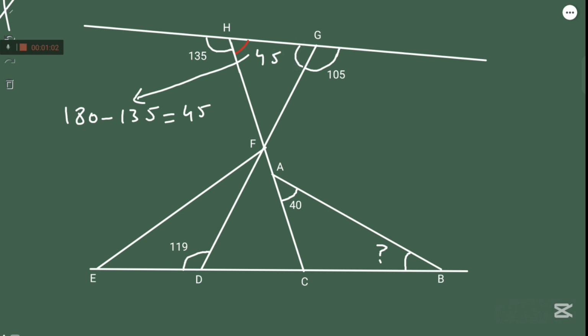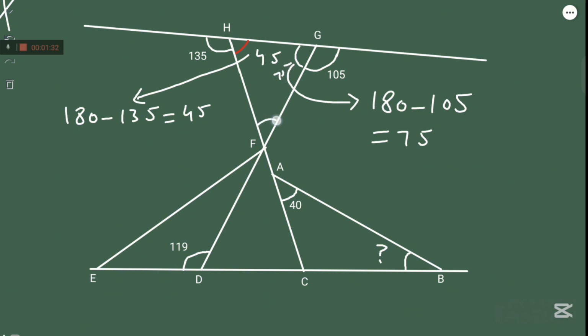Same way I can find this angle. This angle is also making linear pair, so it should be 180 minus 105. So this is equal to 75. Okay, so this is here 75.